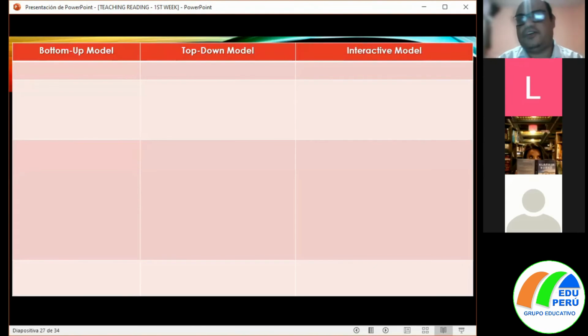Now, I want to show you this table related to these two models that we have seen, and also we are going to add another model. All right? Don't get confused. First, we have seen three theories: traditional, cognitive, metacognitive. Traditional, we have the bottom-up. The cognitive, we have the top-down. And here you have a third model. This third model is a combination of the previous two. Let's see here.